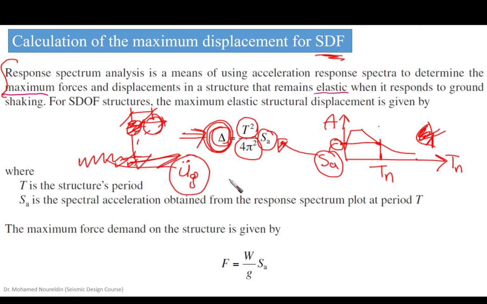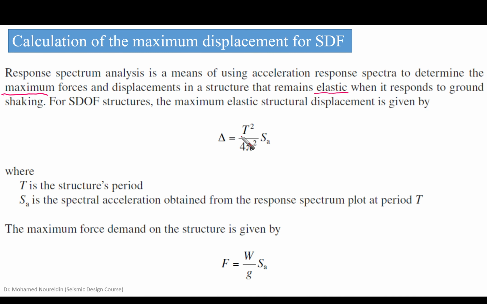Actually, this is the flip. Do you remember that we said A equals omega squared times d, which means (2 pi over T_n) squared times d? If you look at this, (2 pi over T_n) squared, it's the reciprocal of T squared over 4 pi squared. So we are seeking d, which we put as delta. We can obtain this value: delta equals T squared over 4 pi squared times SA.